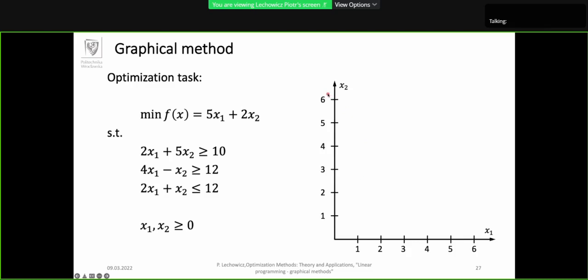Let me show you how the graphical methods work. So let us consider a following optimization task. We want to minimize such a function, 5x1 plus 2x2.